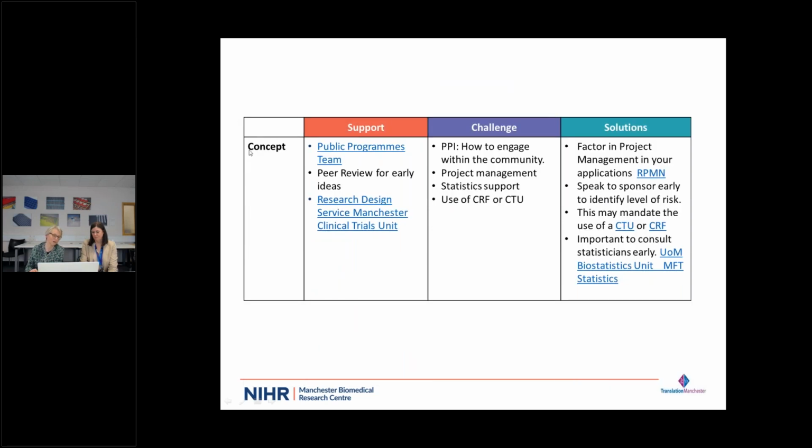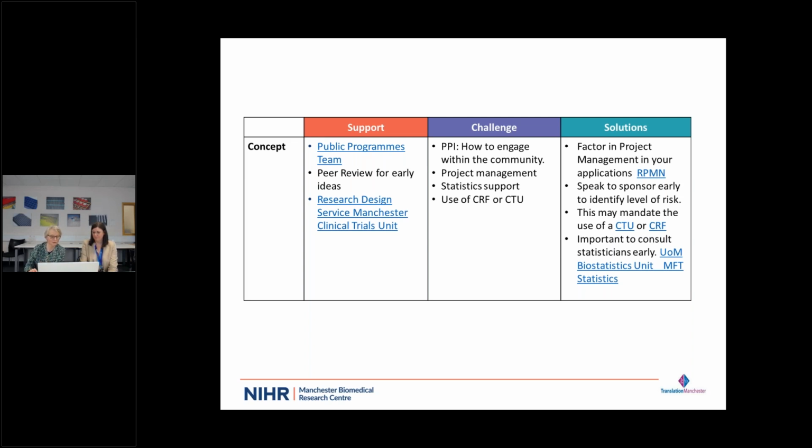Okay, so at the workshop and since then, when people have been thinking about getting the concept, the idea, the really early planning for their study or trial, one of the things that's come out very strongly is that it's really important to get early public and patient involvement and engagement, to get them involved in helping design your study even, and getting them involved in your grant application as well.